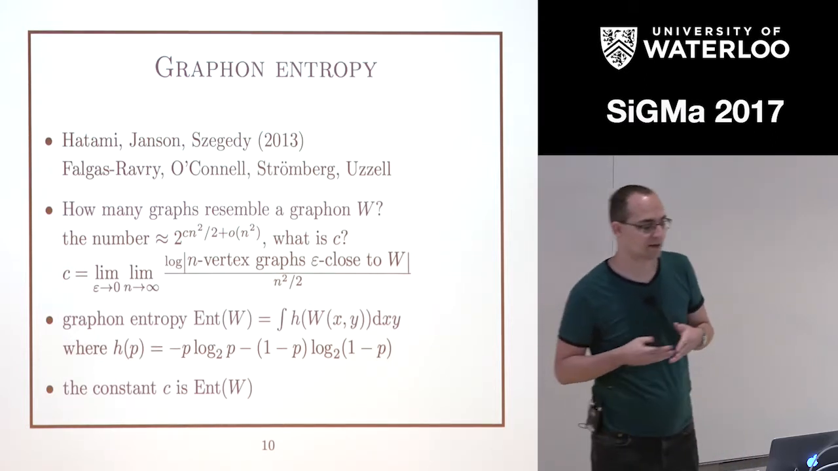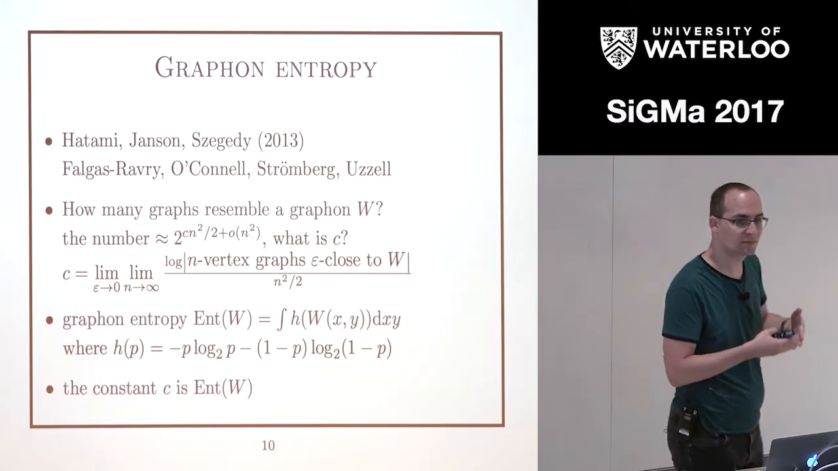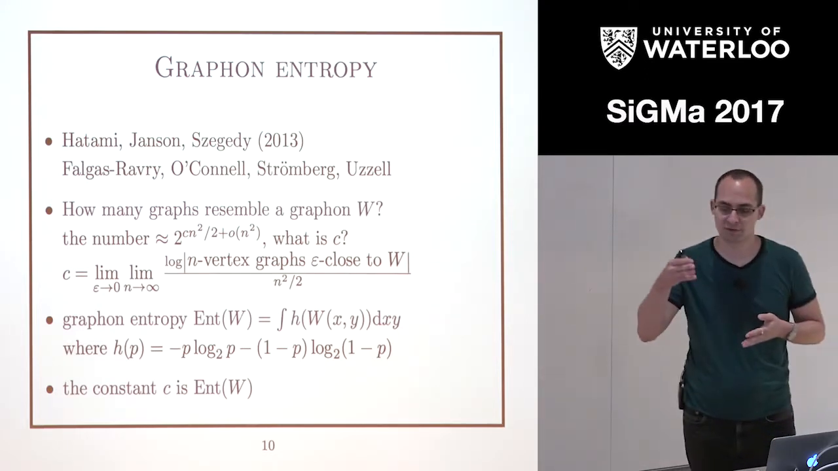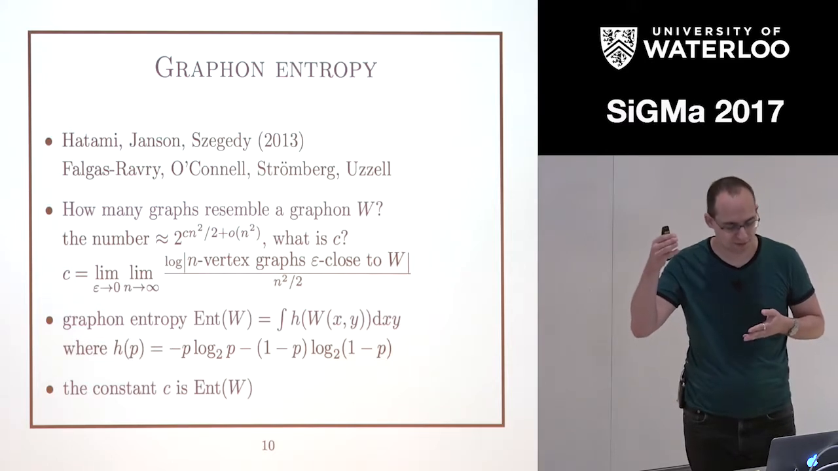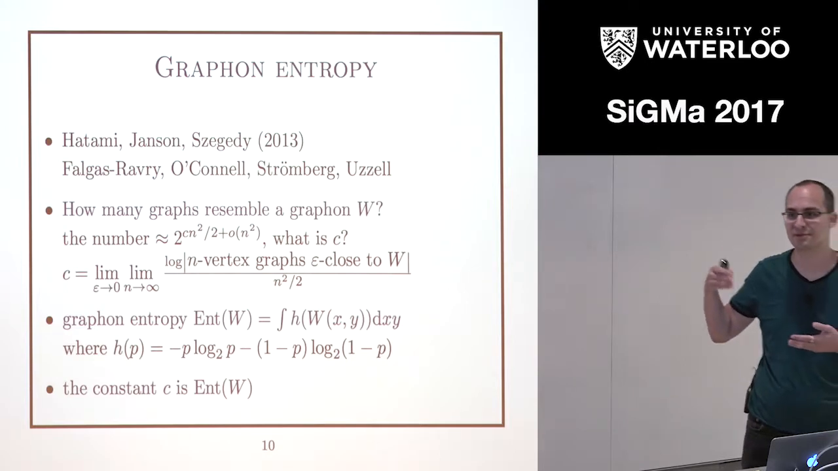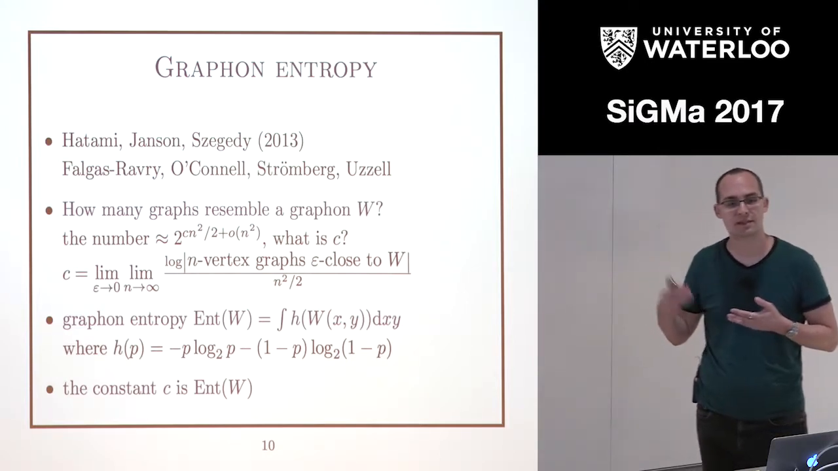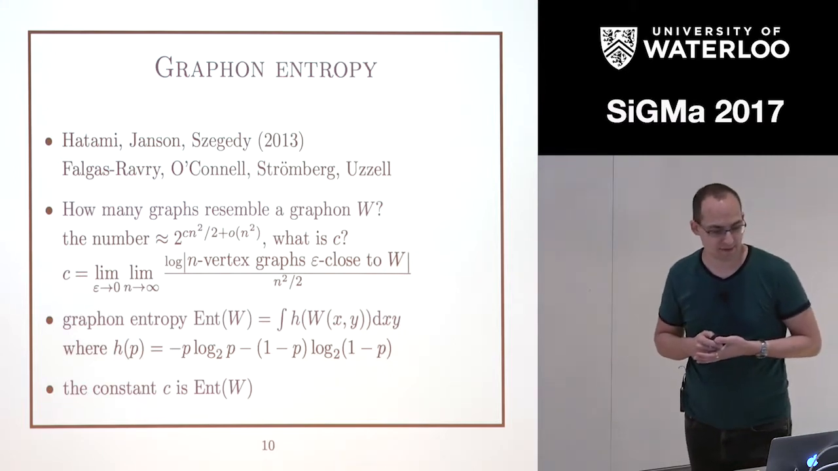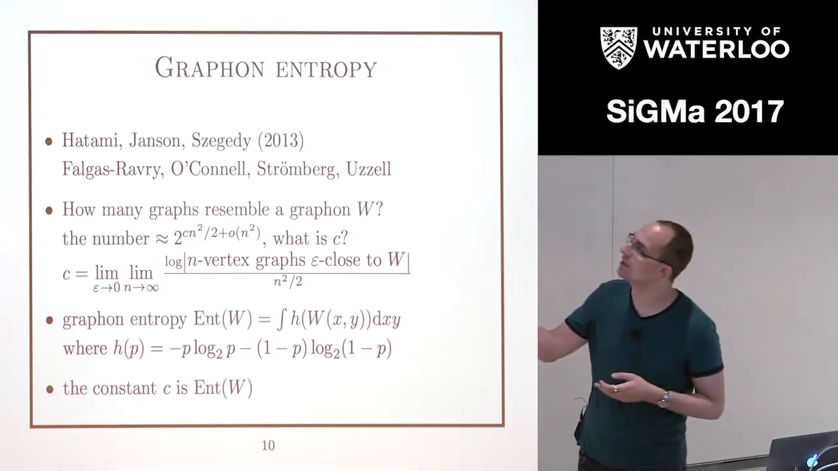So whether the number of graphs corresponding or close to the particular GRAPHON is rather 2 to the n choose 2, or it's 2 to the half n choose 2, or 2 to the 1/3 n choose 2. What is the order of magnitude? What is the base of the exponent? So I put here some terribly looking limit.